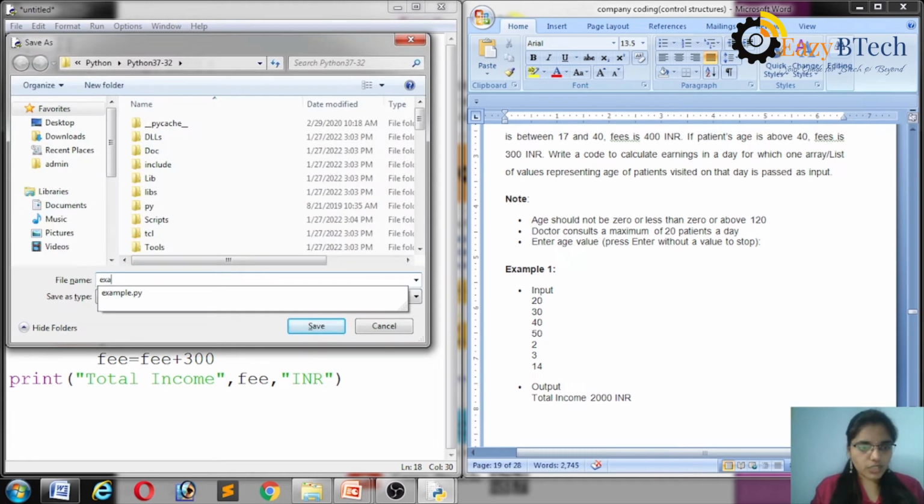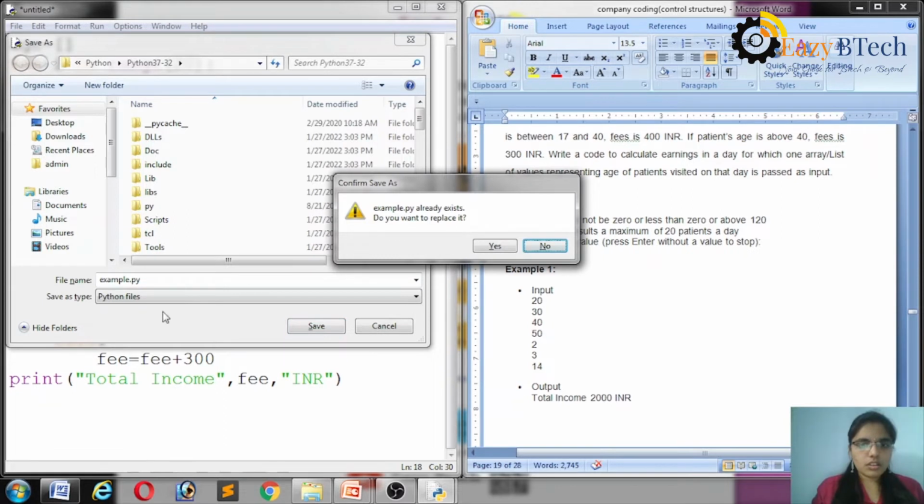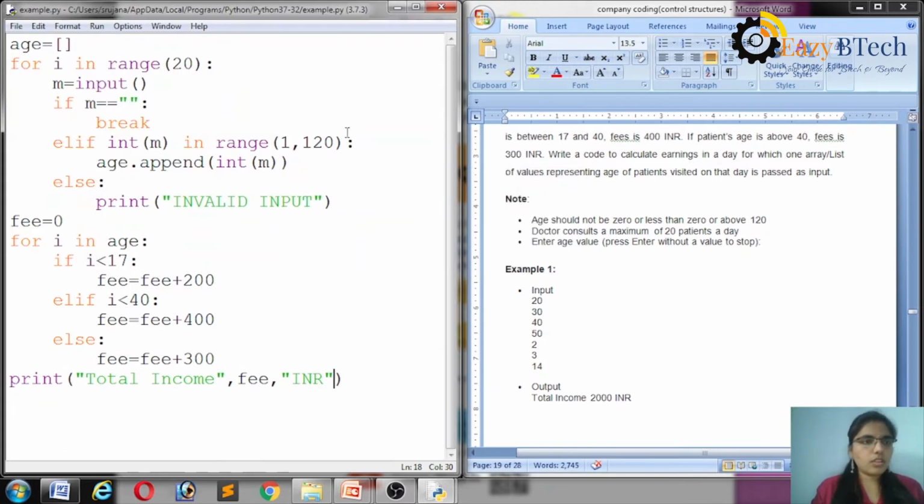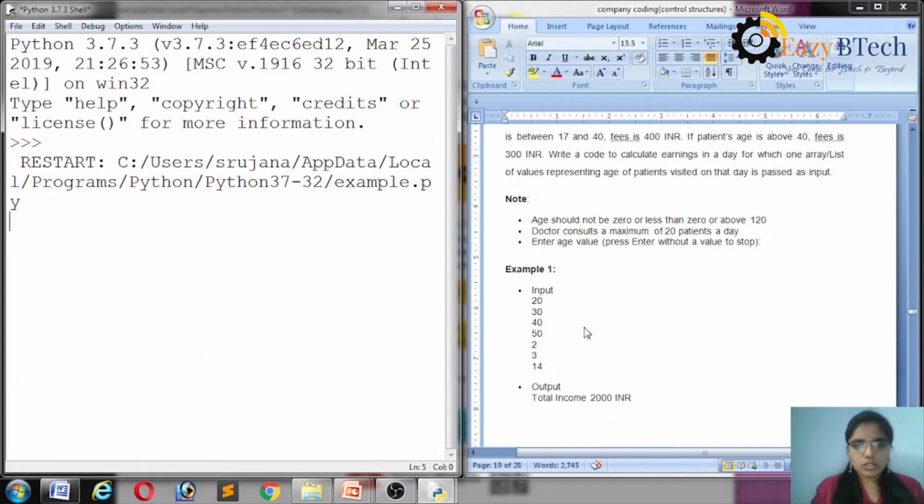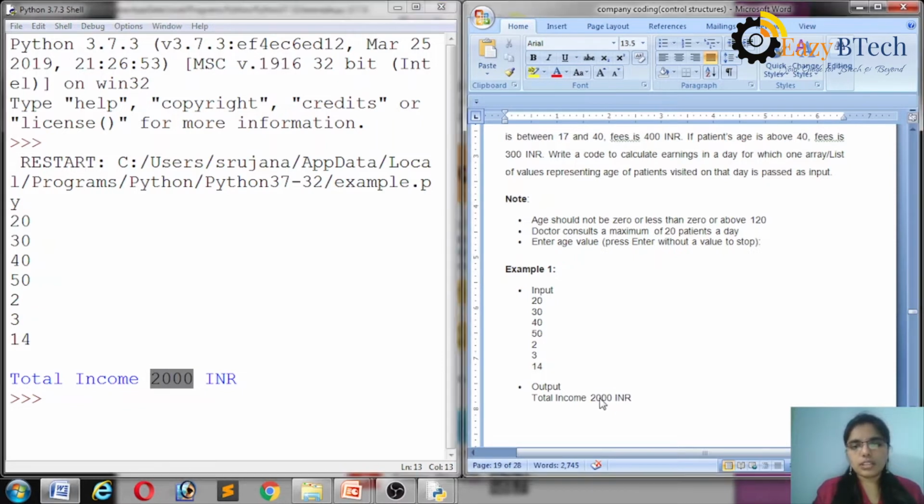Let's execute this program. Before executing, I am saving this program. Just run this code. So here you have to enter these ages: 20, 30, 40, 50, 2, 3, 14. Now, what is the answer? See here, 2000 is the answer. Okay, so we will get the answer.